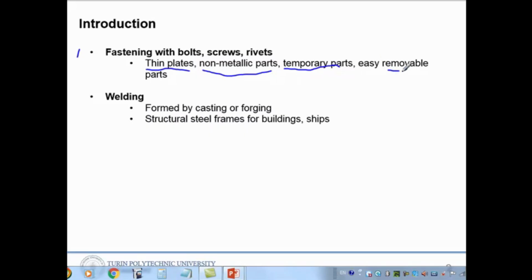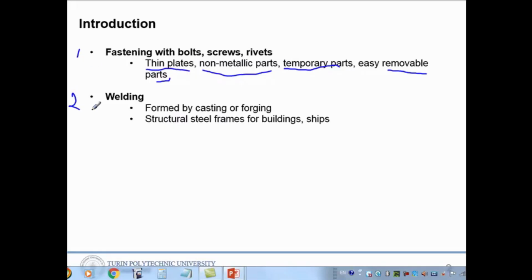Removable parts: sometimes we need to remove them when some technological issue happens. So in buildings, in construction, in a wheel, in a vehicle, we need to open it up and change something or perform some operation inside it, and close it using screws. So this is a temporary joint.